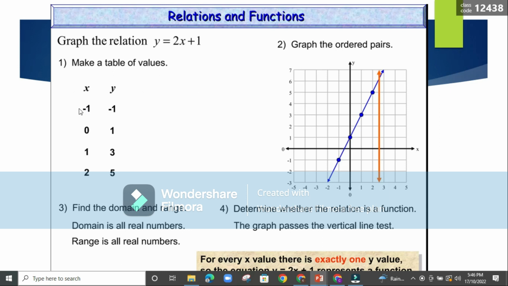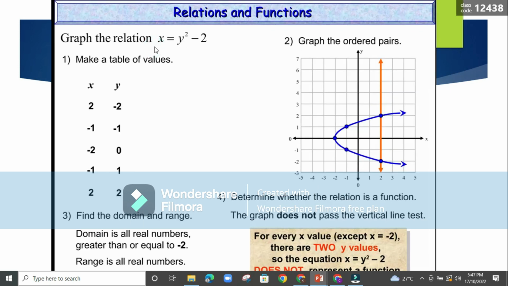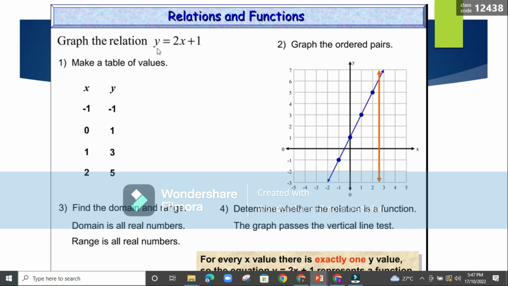So just simply solve for the value of y if x is negative 1. So y is equal to negative 1. If x is 0, y is 1. If x is 1, y is 3. If x is 2, y is 5. So it's just like these are the inputs and these are the outputs based on this function. Remember that y is the same as f of x. Okay? Remember, y is the same as f of x.